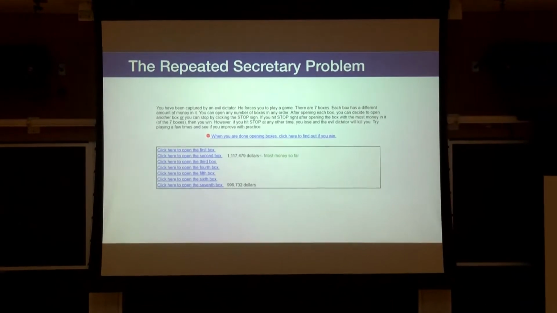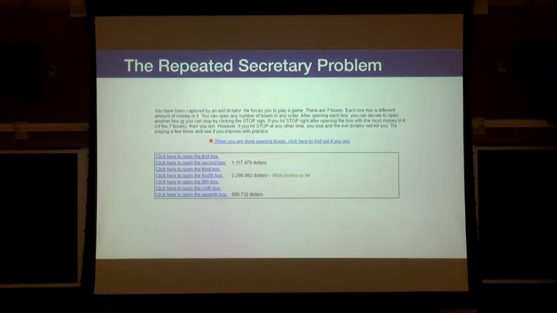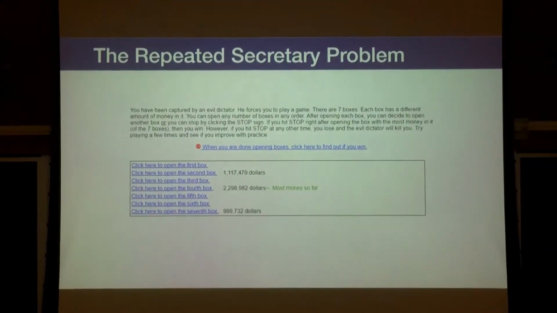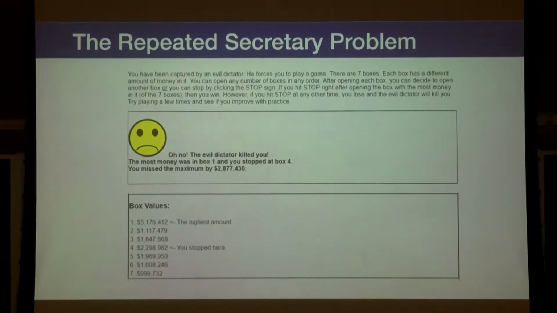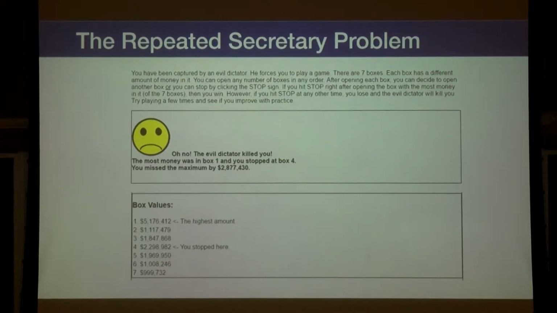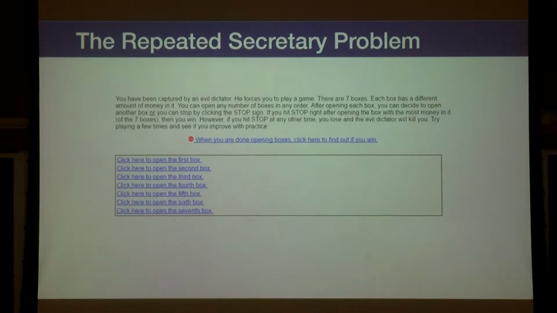This box is dominated. The 4th box has $2 million in it. That sounds like an awful lot of money to me. I think I'm going to stop. Oh, shoot, I lost. Turns out there was more money in the first box, and so the dictator shot me. Okay, respawn. Let's play this again.